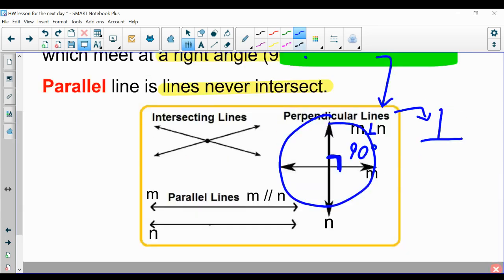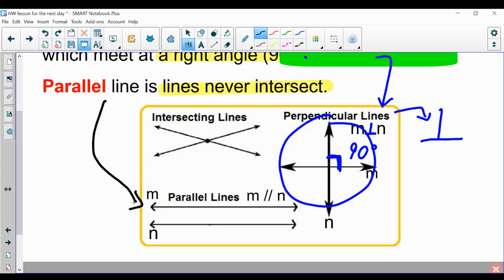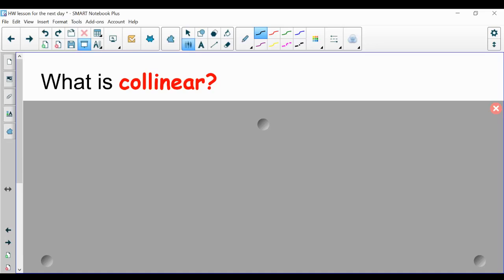Okay, parallel lines never intercept and never meet. And that's the parallel lines. This one over here, you see there's two lines and they keep going no matter how long they keep going, they never meet.